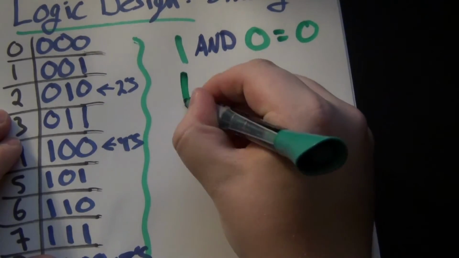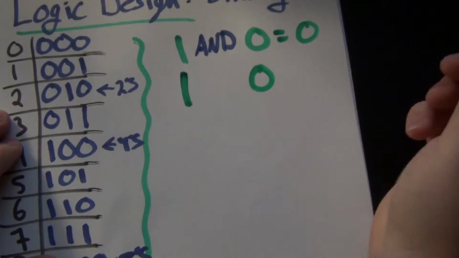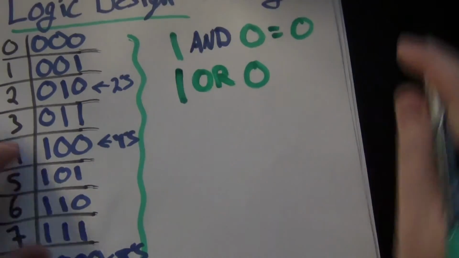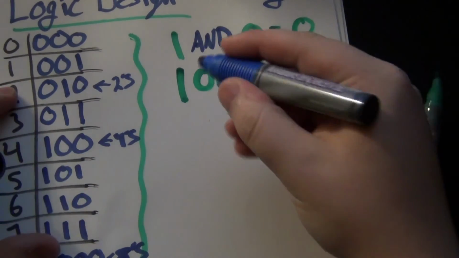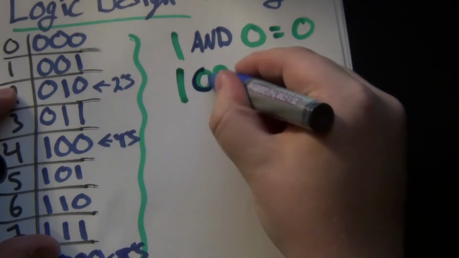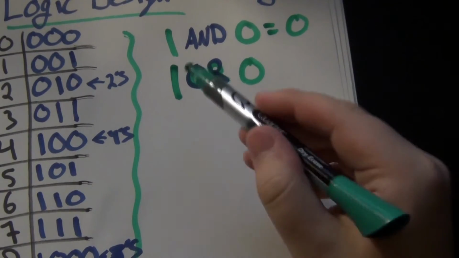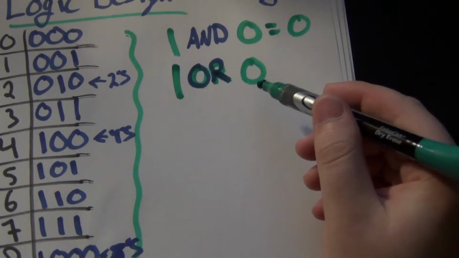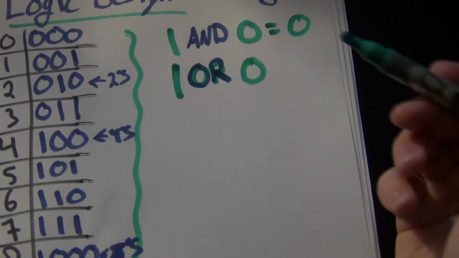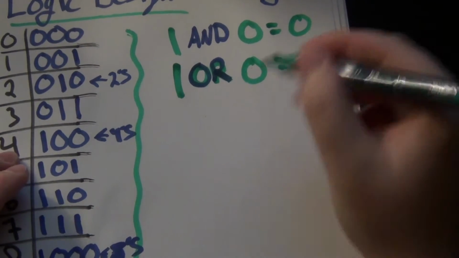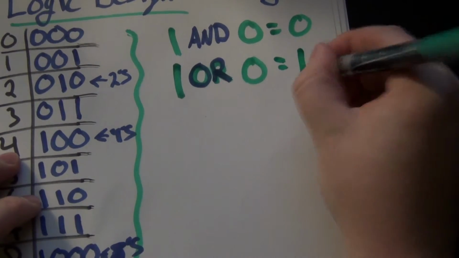Now for OR gates, let's say we have our same two numbers here, 1 and 0, stored somewhere in memory. We're going to say we want 1 or 0. Now for this case, we have true or false. And what the OR is saying is that only one of them has to be true. So since one of them is true, our answer is 1.